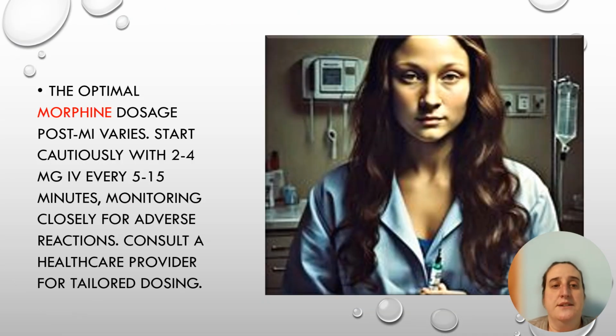So generally, when we give morphine, the optimal dose is roughly around 2 to 4 milligrams given IV. We need to monitor closely for any adverse effects, because morphine obviously can be a respiratory depressant, so it can slow the breathing down. But we also need to inform the doctor to tailor the doses. So that's generally what we do for that.